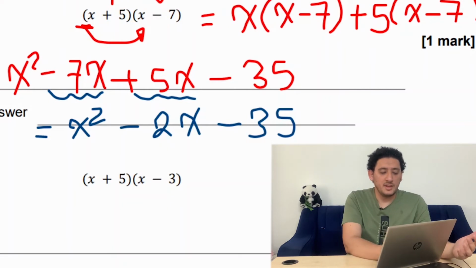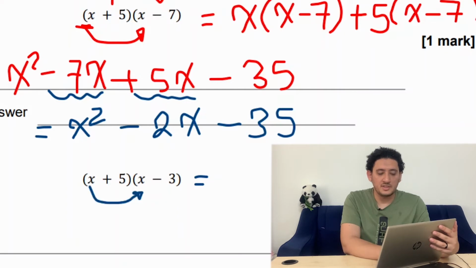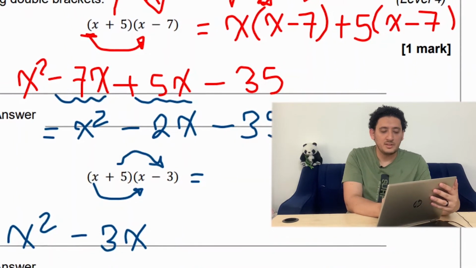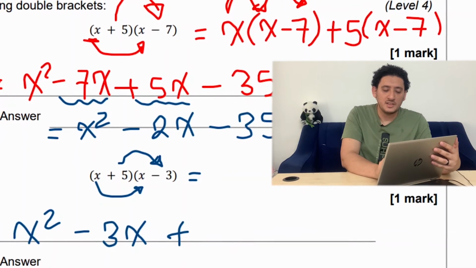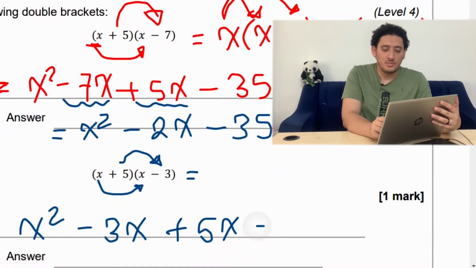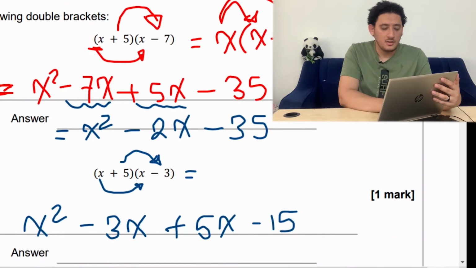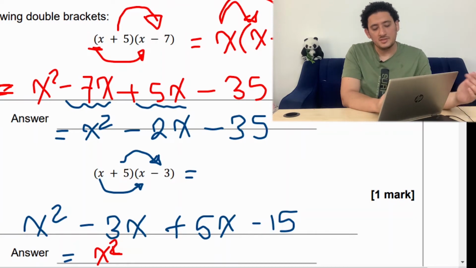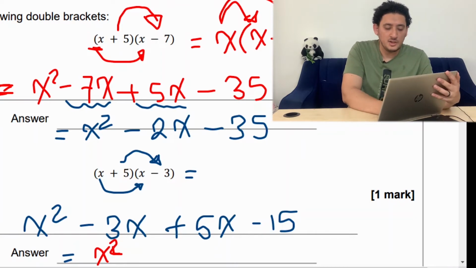The second problem as well: x plus 5 multiplied by x minus 3. We will multiply the first term by x minus 3. It will be x squared minus 3x. And then 5 will be multiplied by the second bracket as well. It will be 5x minus 15. Then we will add the like terms, or simplify this expression. x squared will be written as it is, and then minus 3x plus 5x means positive 2x, minus 15.